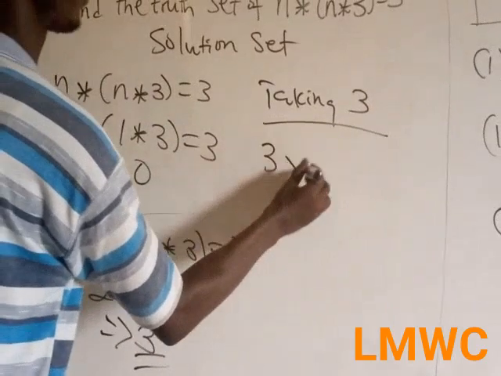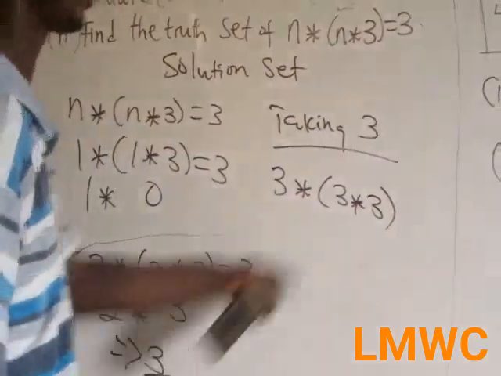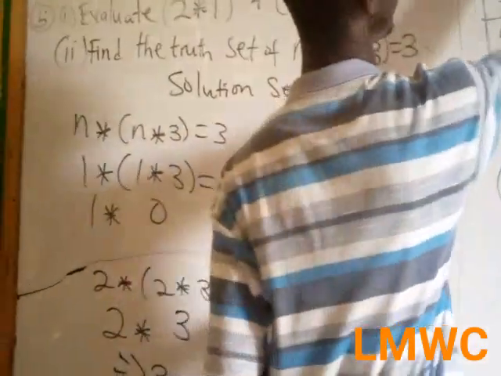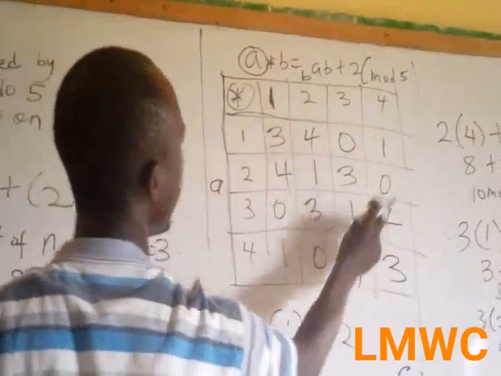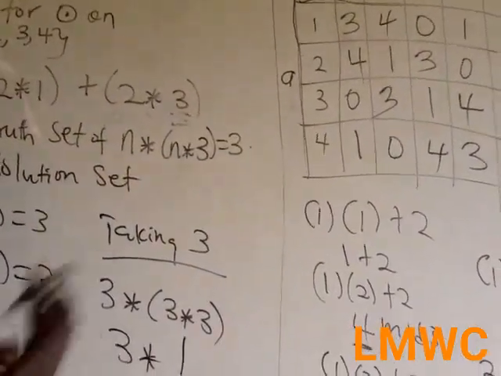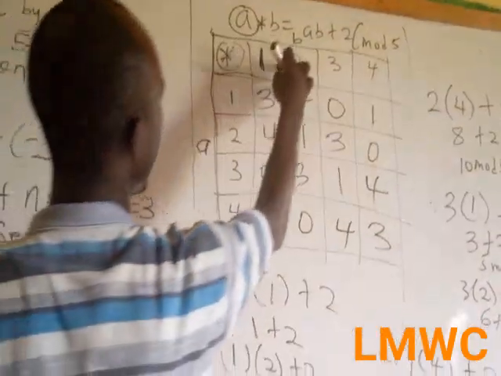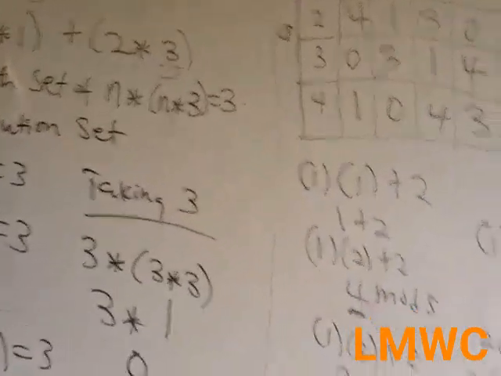becomes 3 star 3 star 3. So what is 3 star 3? 3 star 3, we are getting 1. So it's 3 star 1. You combine it. And 3 star 1, we have what? 0. 3 star 1 is 0. This means this is not our answer.